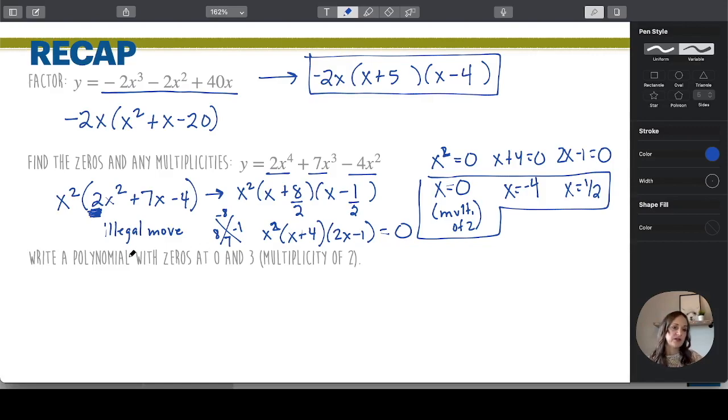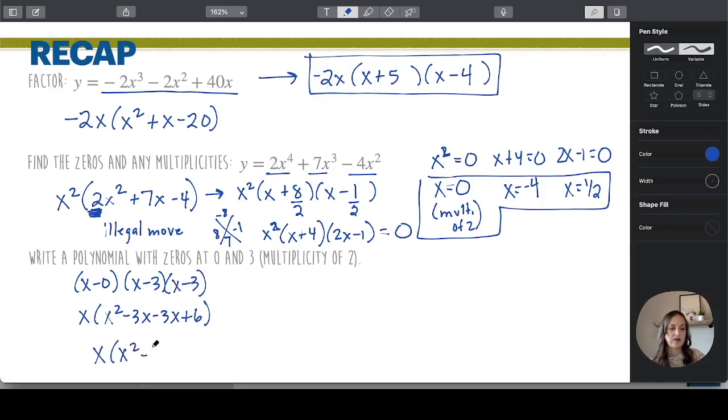Now here we're going to work backwards. The polynomial has a 0 at 0 and at 3, but there's a multiplicity there, which means you'll have x minus 0, and then you'll have x minus 3, but that happened twice, so you're going to write it twice. So don't forget, you take the opposite sign. If 3 was a 0, then x minus 3 was the factor. x minus 0 is just x. x minus 3 times x minus 3 is x squared minus 3x minus 3x plus 6, because negative times a negative. So I'll get x times x squared minus 6x plus 6.